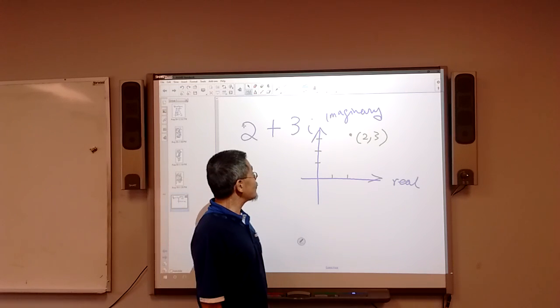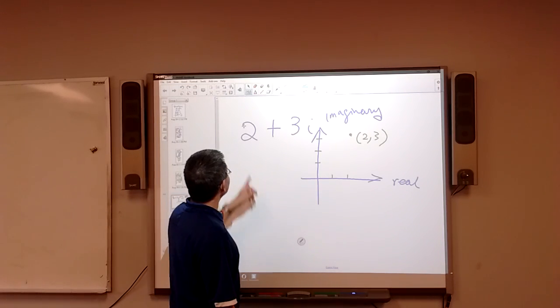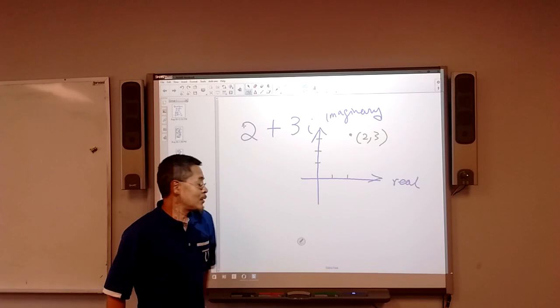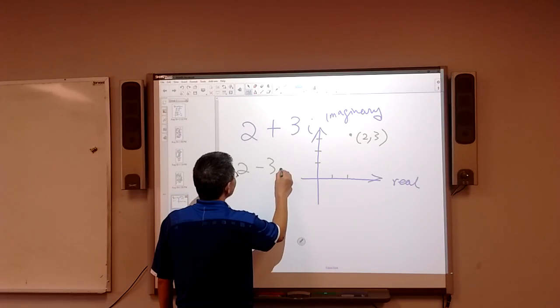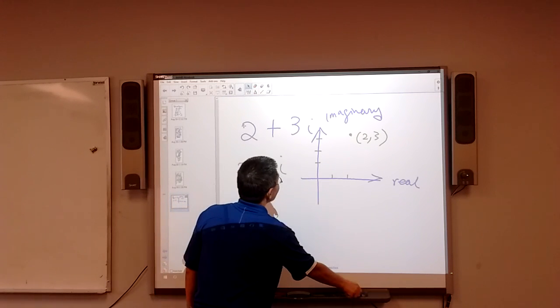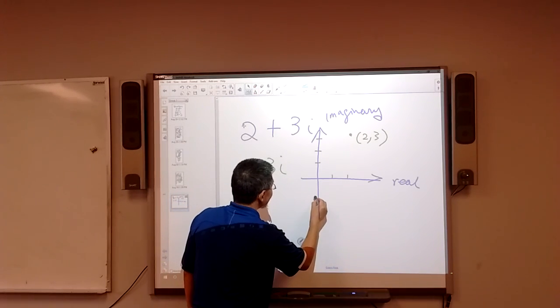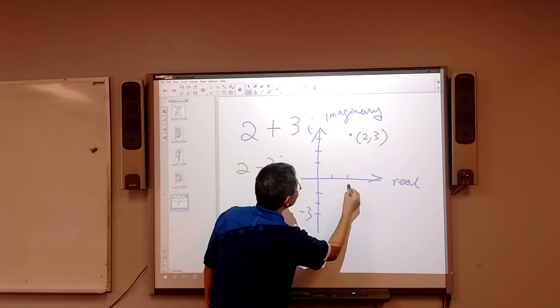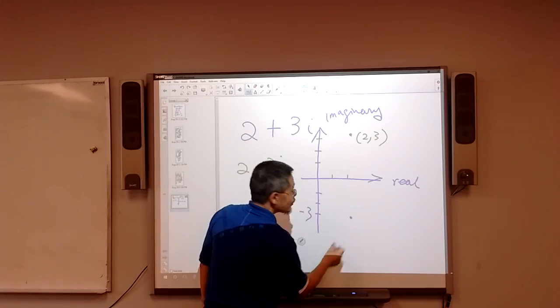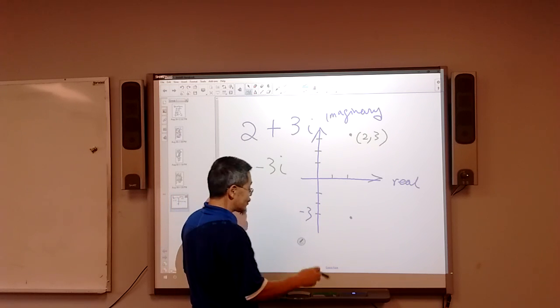Okay, so where is 2 minus 3i? You go over 2 and down 3. 1, 2, 3, right? We're going to here, right? So here is the conjugate.